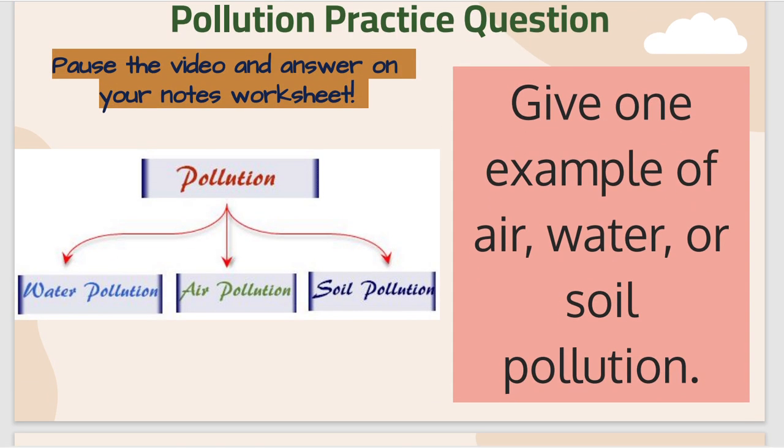Moving on. So a quick practice problem. Give one example of each of the following: air pollution, water pollution, and soil pollution. You can pull these from your notes, but go ahead, pause the video, and answer this question in your notes in the empty box.